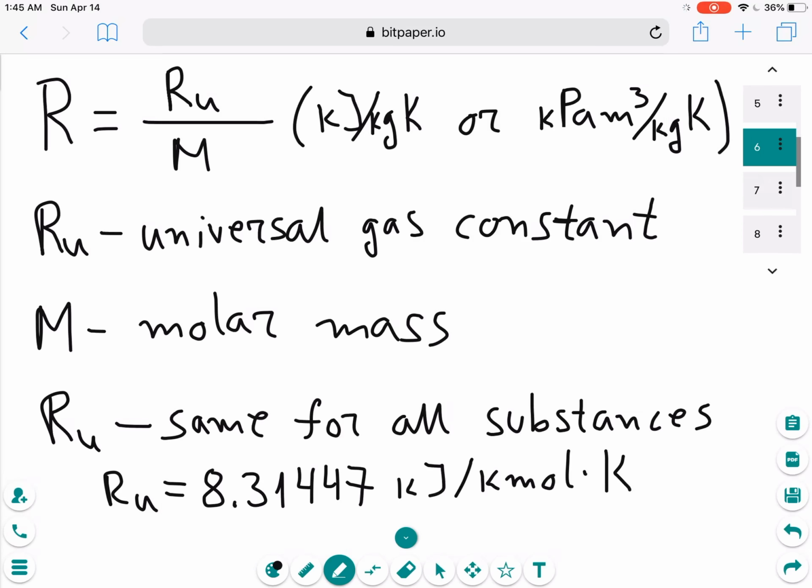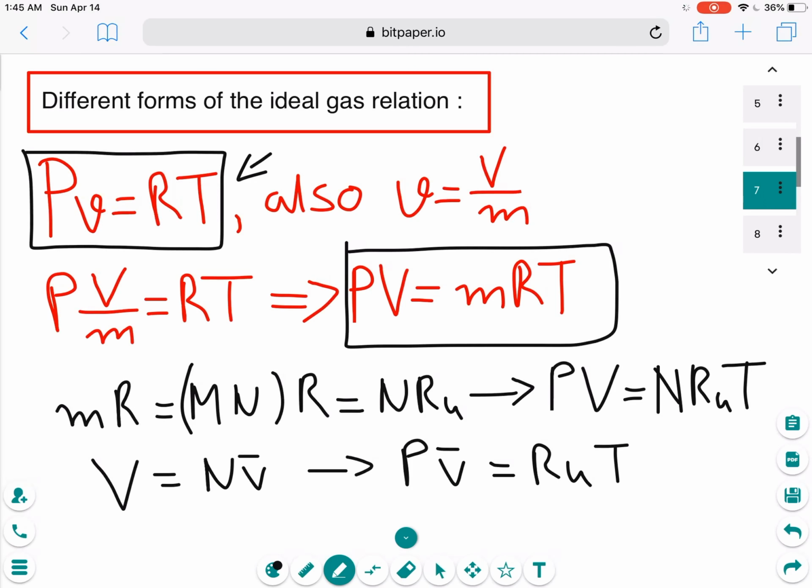In the imperial system, it has a different value, but we're working with the SI system. So the ideal gas relation can have different forms. Here in red we see PV equals RT, and we also see that the specific volume v is equal to capital V over m. If we plug that into the first equation, PV equals RT, then we get PV over m is equal to RT, and then we can just move m to the other side and we get PV equals mRT. So that's how we go from PV equals RT to PV equals mRT.